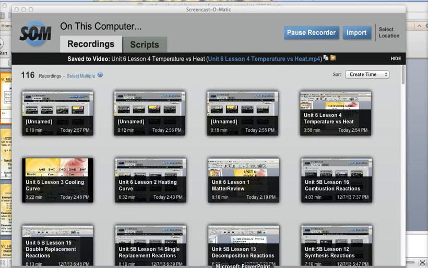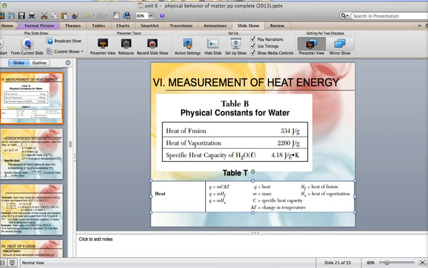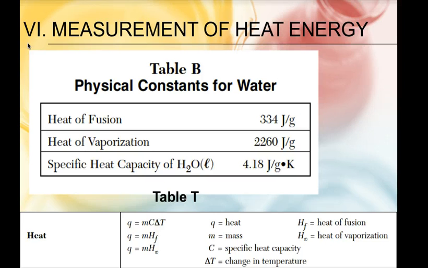Alright, so here we are with Unit 6, Lesson number 5, and we're going to look at the measurement of heat energy. Remember we said in the previous lesson that heat energy cannot be measured directly. You can really only measure changes in heat energy. And what we're going to be looking at in this lesson is this formula right here at the bottom.